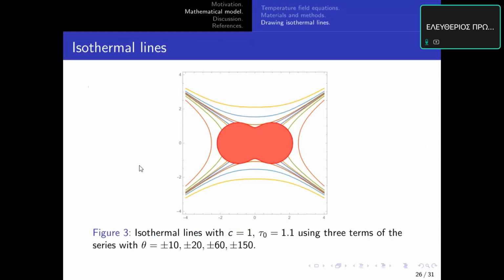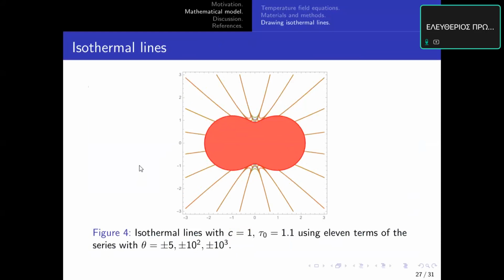While in the next figure, you can see the isothermal lines with the same tau 0 and semifocal distance, but in this case we have used 11 terms of the series expansion.